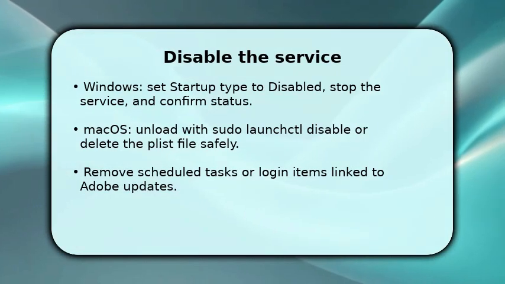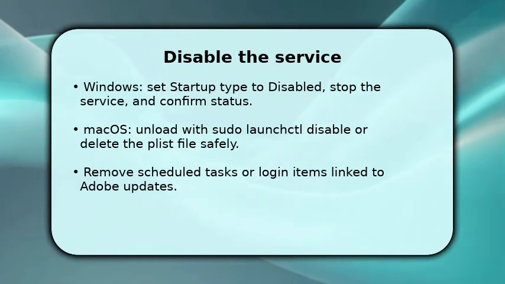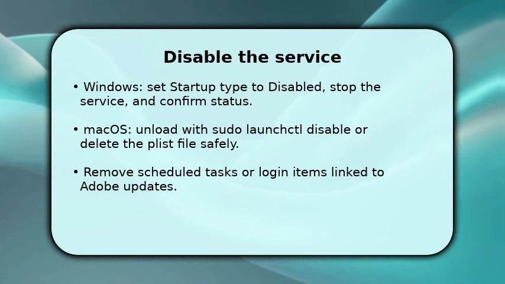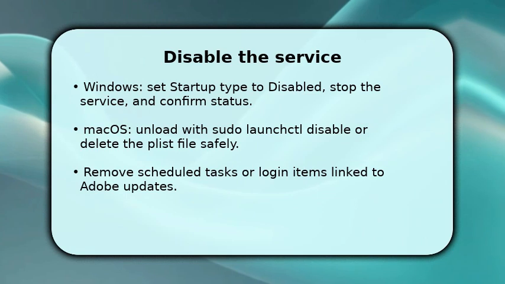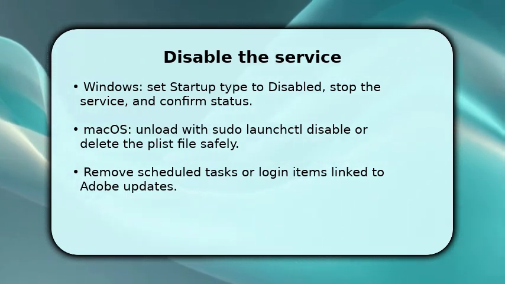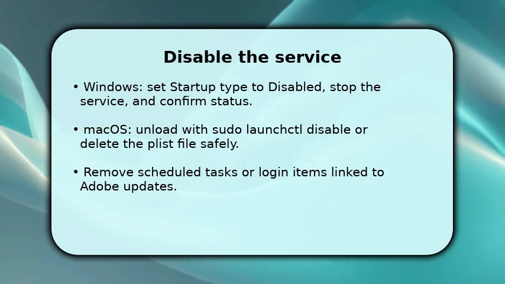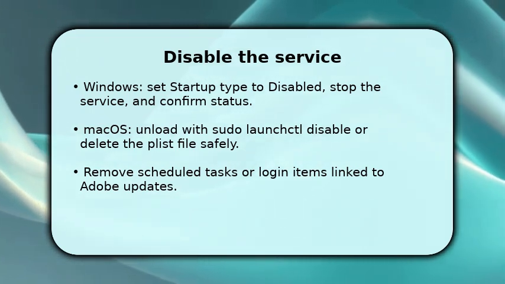On Windows, right-click the Adobe Update Service, choose Properties, set Startup Type to Disabled, click Stop, then Apply, and confirm the status reads Stopped. On macOS, open Terminal and run sudo launchctl disable system/com.adobe.*, or move the Adobe Updater plist out of /Library/LaunchAgents and run sudo launchctl bootout to unload it.